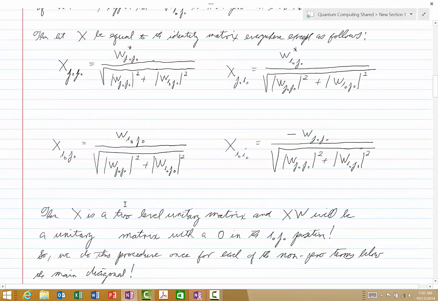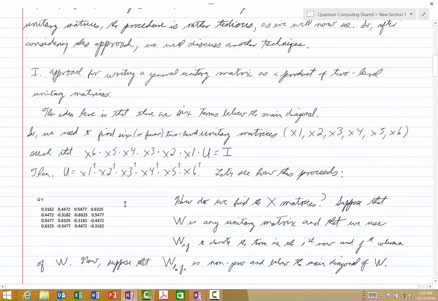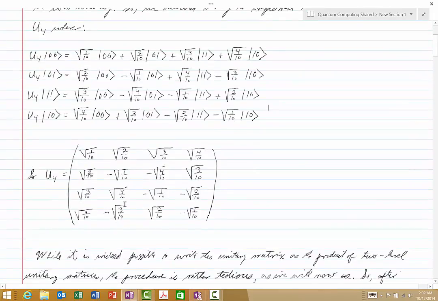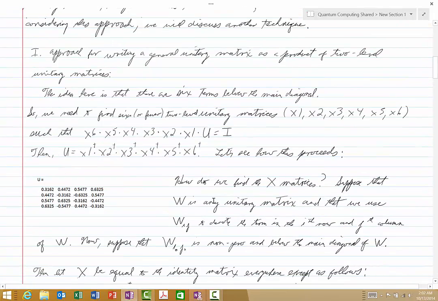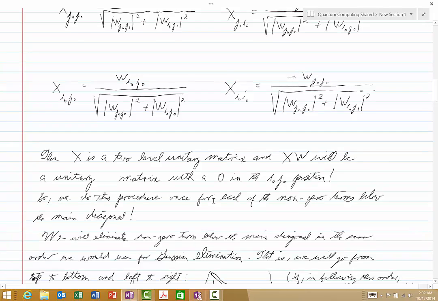So this is our idea for how we find these matrices x6, x5, x4, x3, x2, and x1, so that when we multiply all of them times U, we get I. We just go one step at a time.